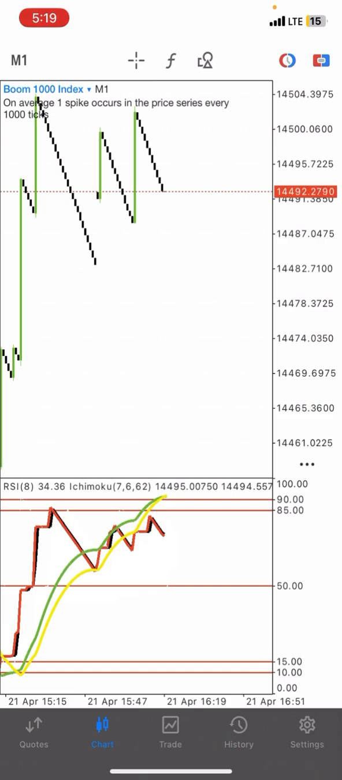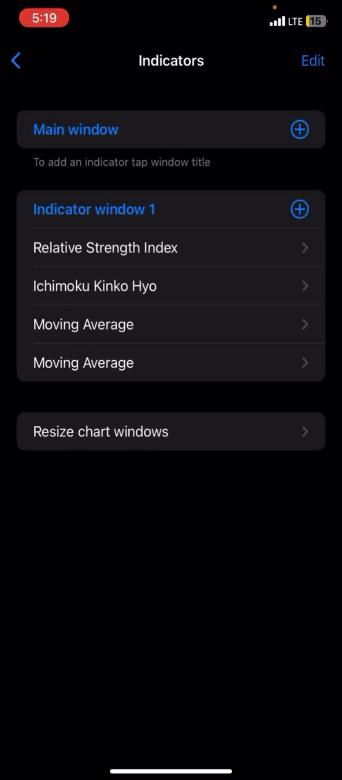I will show you the settings right now, and I'll make it a bit fast, so you have to screenshot as I'm showing you how to do it. So what you're bringing in is the relative strength index, RSI, Ichimoku, and the moving average, the first one and the second moving average.